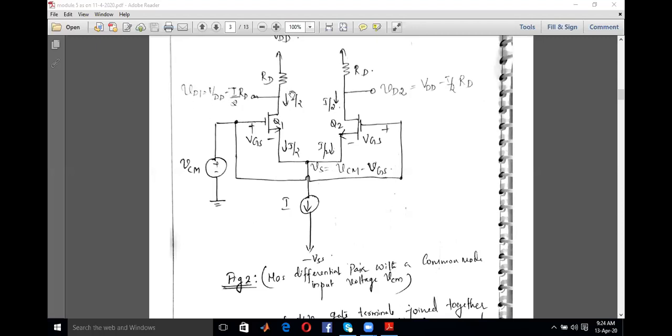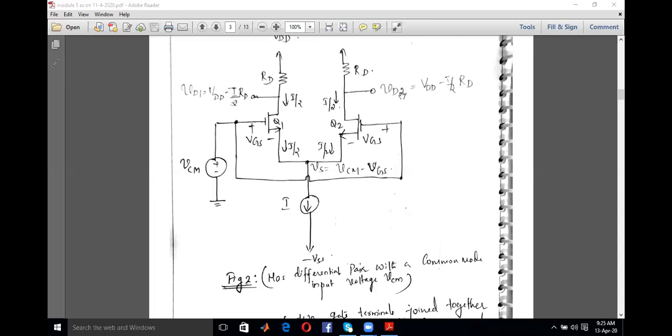This is a drain voltage VD1, this is a drain voltage VD2. How can you write VD1? This is the total power supply VDD. From this power supply VDD, you subtract the voltage drop across RD, so that you get the voltage at the drain terminal. So VDD minus ID RD, but ID is equal to I by 2. So VDD minus I by 2 into RD is nothing but VD1. You know this equation already. This is simply the switching equation of a transistor.